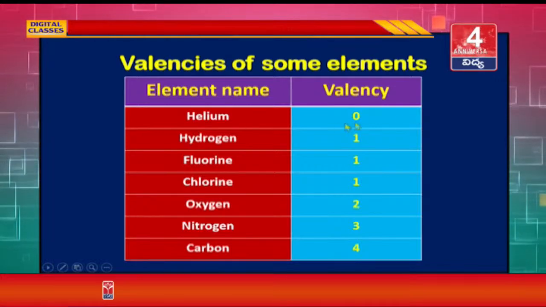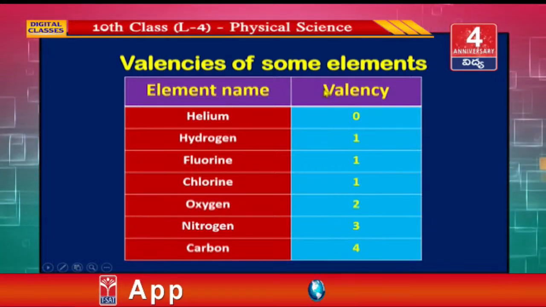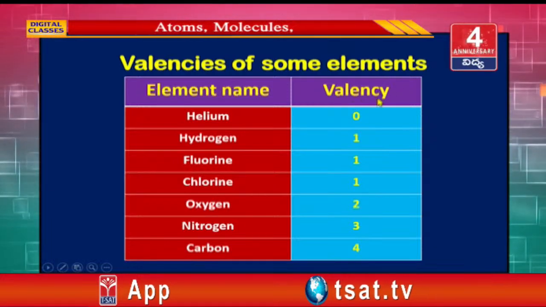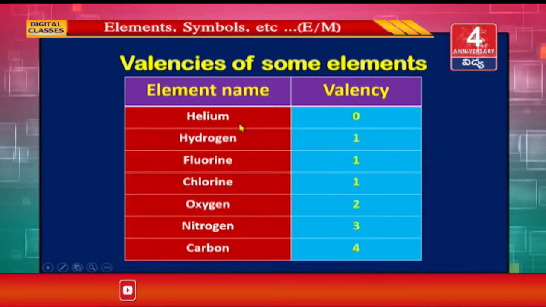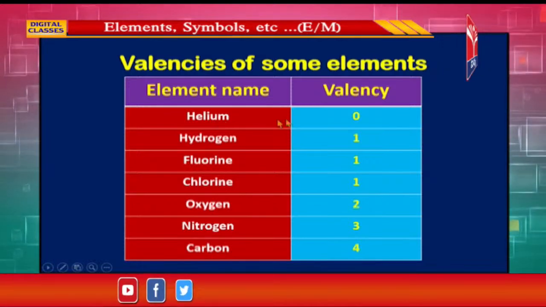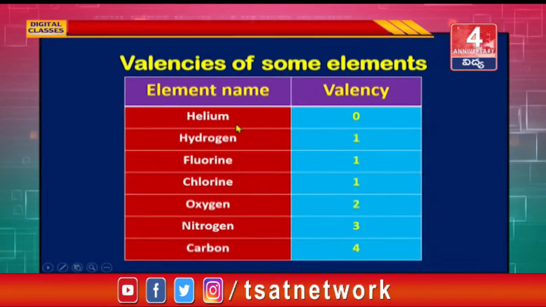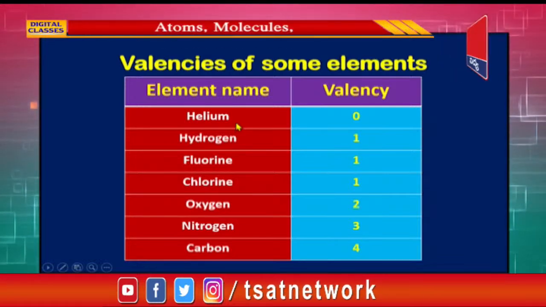For helium, the valency is 0. What does it mean children? Valency is nothing but combining capacity of the atom or the element. That means the combining capacity of helium is 0. That means helium does not combine with any other element.